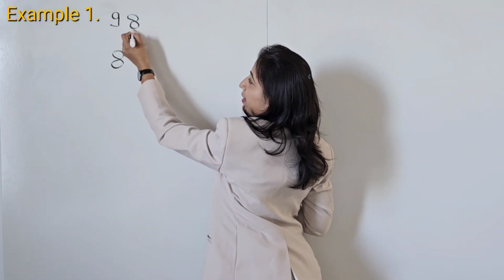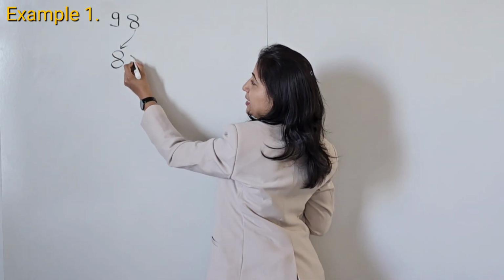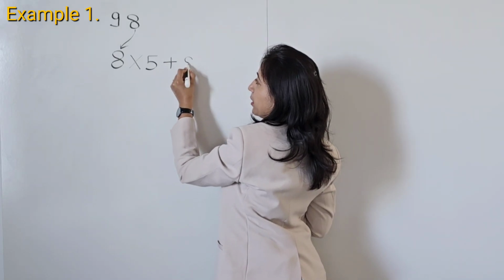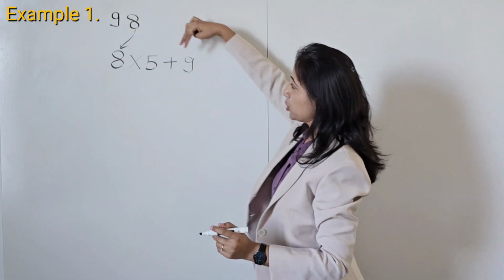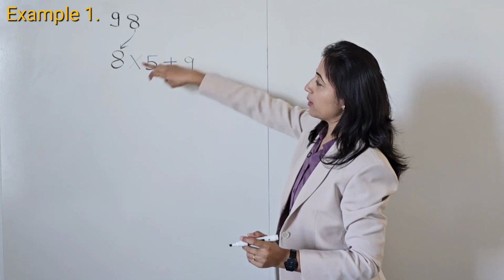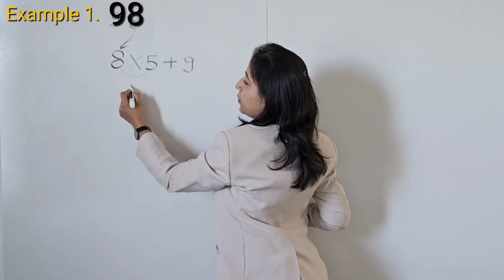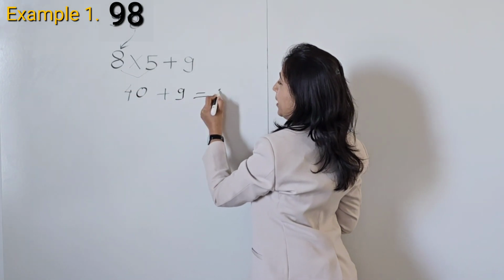From 98 we are separating this number. So 8 is our last digit. Multiply this last digit by 5 and add the remaining number. The remaining number, if we skip this 8, is 9. So 9 we have to add to the multiplication. Here 8 multiplied by 5 is 40, and 40 plus 9 is 49.